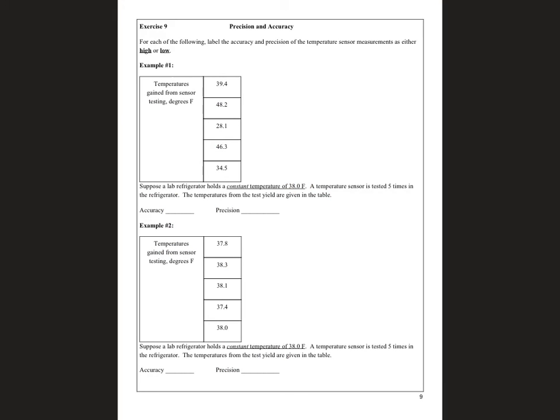Okay, so what we're going to look at for these is determining whether the accuracy or precision is high or low in these scenarios. So a couple of temperature measurements were taken. Let me get my pen again. 5 temperature readings were taken. It's at 38 degrees Fahrenheit. So again, that is my true value that I'm comparing it to.